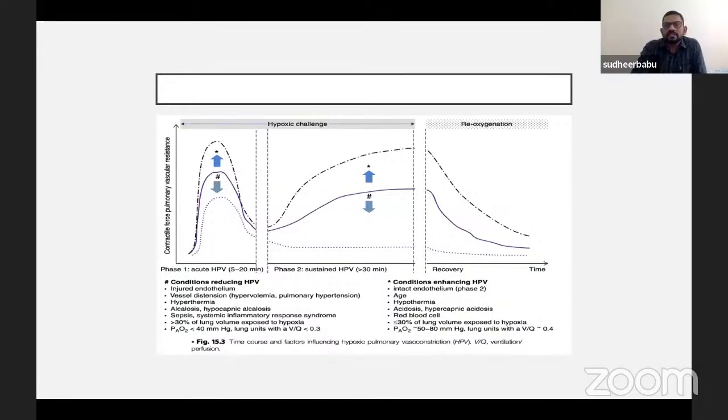In this diagram, you can see it has a biphasic response. Initially it will be 5 to 20 minutes, later sustained after 30 minutes. And if the PaO2 is abnormally low, like less than 40, HPV won't act. These are the factors which increase or decrease your HPV, so you can go through that.